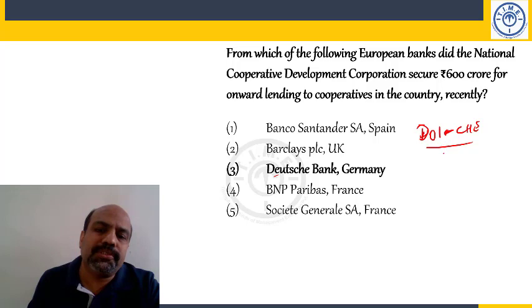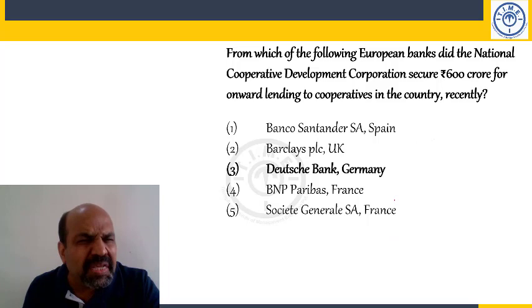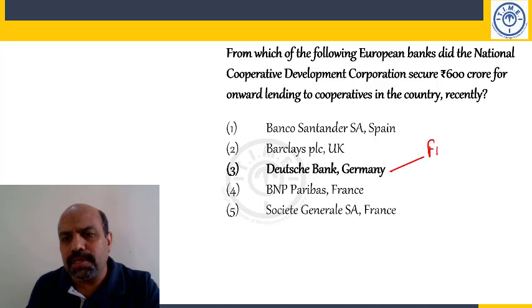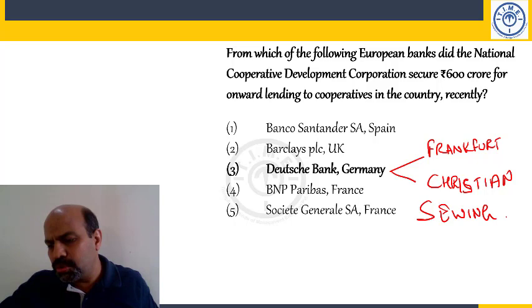It simply means Germany. Okay, so I'll just give you the names of the CEOs. This is one of the world's biggest banks, my friends. Huge bank. I think, if I'm not wrong, it's headquartered in Frankfurt. Deutsche Bank is headquartered in Frankfurt. And the CEO is a guy called Christian Sewing.